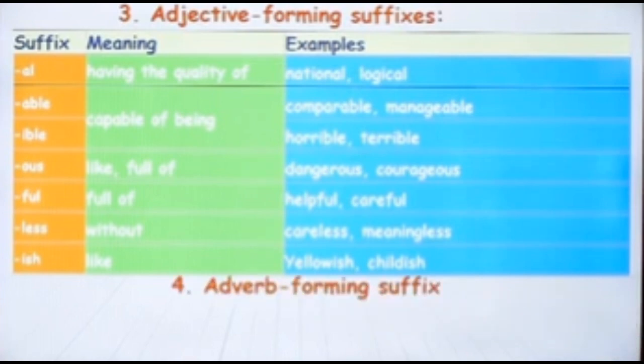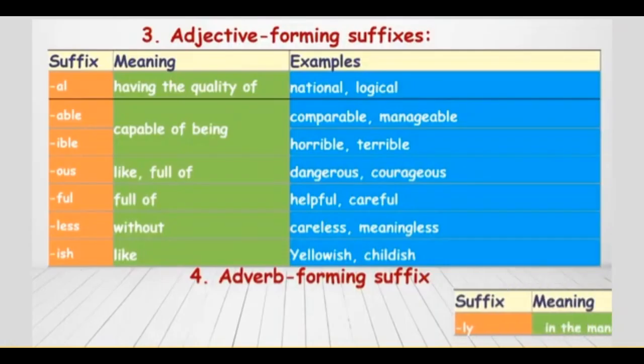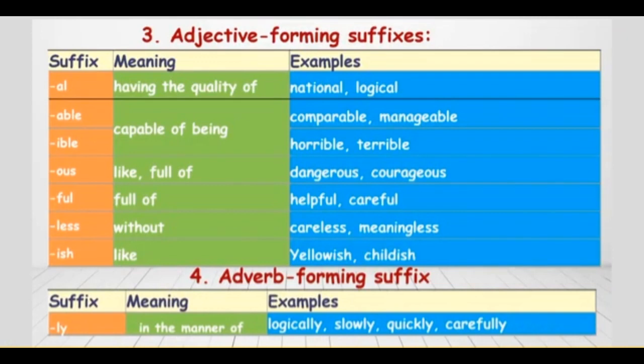And the last one, number 4, adverb forming suffix. And we have only one suffix here, which is LY. The meaning here is in the manner of. Examples: logical is the adjective, but the adverb is logically. Logical, logically. Slow, slowly. Quick, quickly. And careful, carefully.